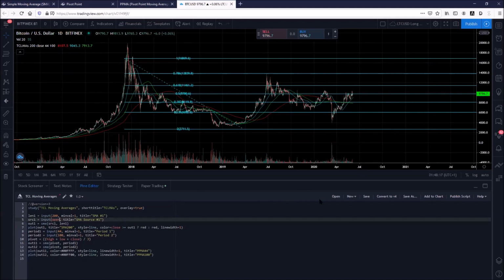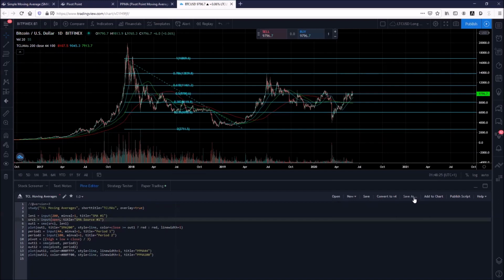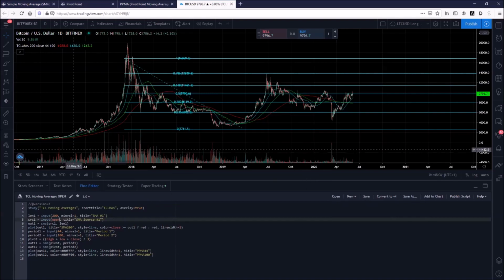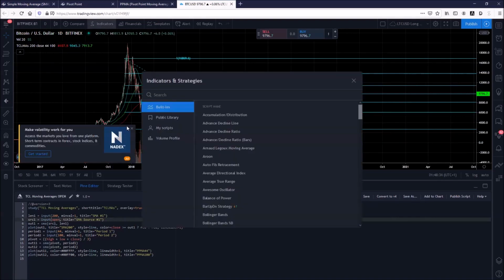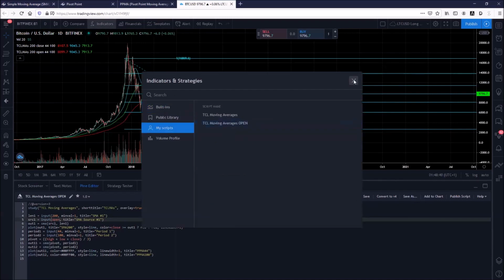I don't know if I can put them side by side. No, it's going to open a new one. I'm going to save this as TCL moving averages open price. Okay. Now I'm going to add an indicator here. My scripts. Here's my open moving average.